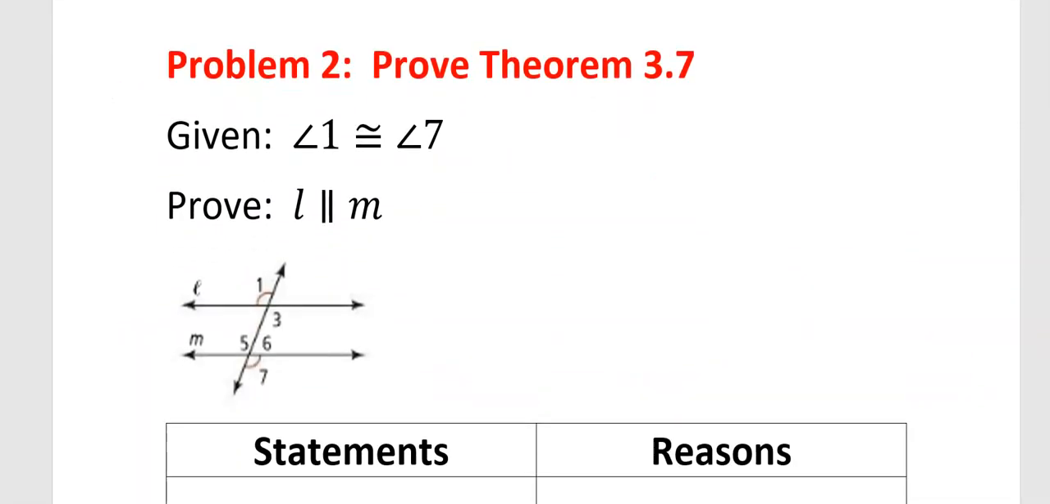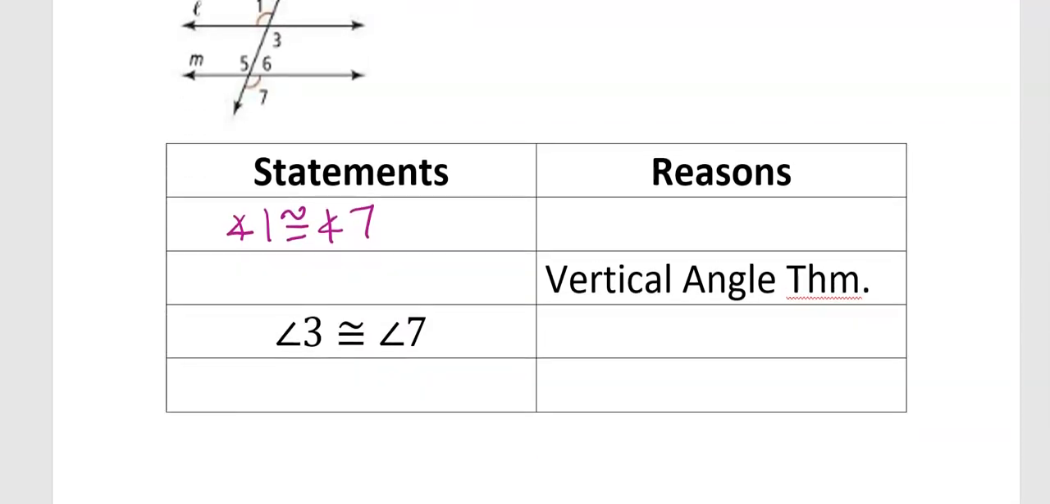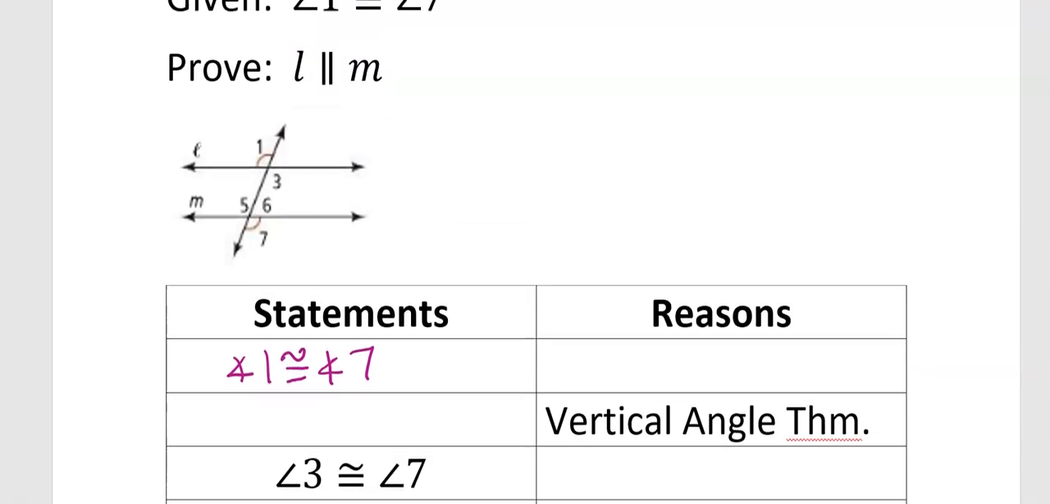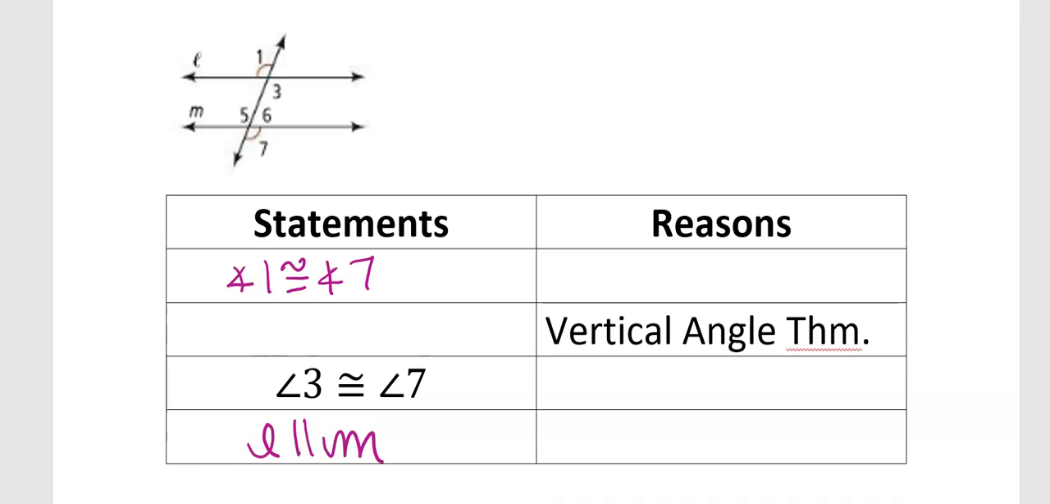Okay, here we have another one. Prove theorem 3.7. Given: angle 1 is congruent to angle 7. I'm going to put that in right away. Prove: L parallel to M. I'll put that in right away. And then we'll fill in the steps. So I'll give you guys a minute to copy the given, the prove, the picture, and then you might want to fill in the partial proof as well. So step number 1, the reason would be given.